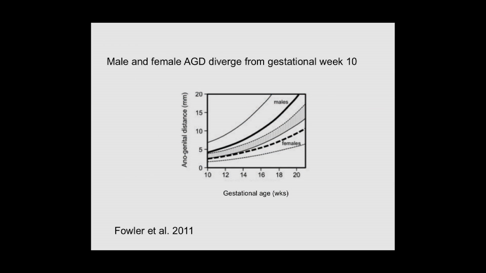But in humans, Paul Fowler did something very elegant. He took abortuses and showed that the AGD is diverging between males and females already by week 10. So the critical period for this differentiation is going to be before week 10 in humans.